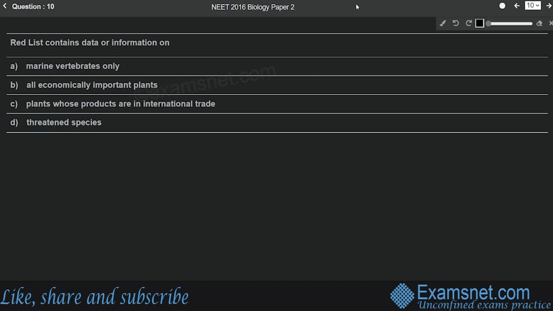Question number 10 is again from the chapter Biodiversity and Conservation, and the question is red list contains data or information on. Options are marine vertebrates only, all economically important plants, plants whose products are in international trade, and the last one is threatened species. So the correct answer is option D, that is threatened species. This is a direct question. We know that red list is a type of book that contains data on threatened species of plants and animals. So option D will be the correct answer.